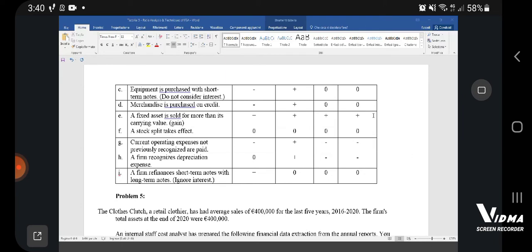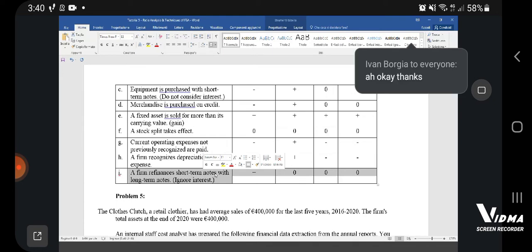Why, if we increase long-term notes, does that ratio not increase? If you are referring to the last transaction, transaction E, that is because at the same time you are decreasing the short-term notes. So you are basically only restructuring your debt. This is a debt or loan restructuring. It's not a change in the total amount. Is that clear now? Okay.